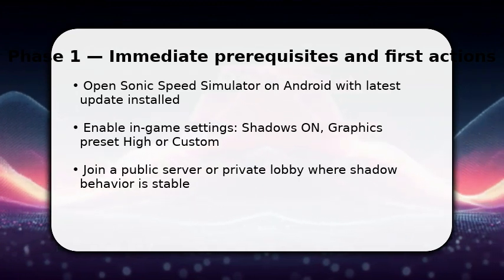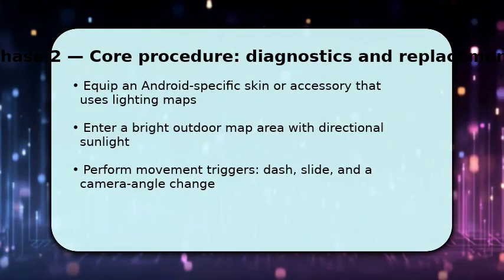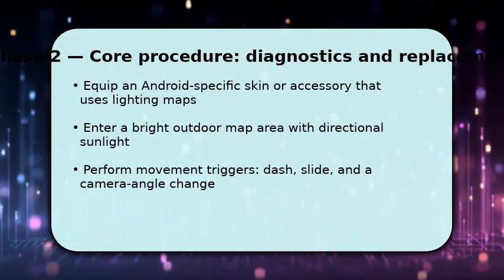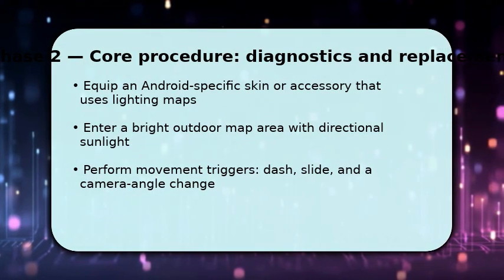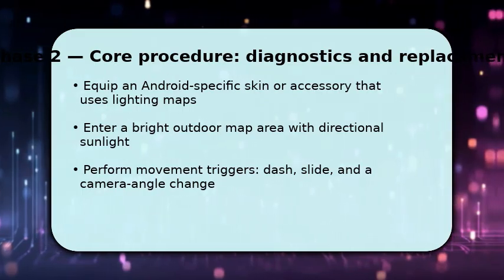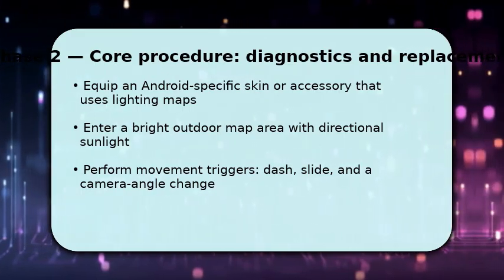Now you make the game render the shadow by combining an Android skin that uses lighting maps with environmental sunlight. Equip that skin, step into a bright outdoor map, and face the sun direction.